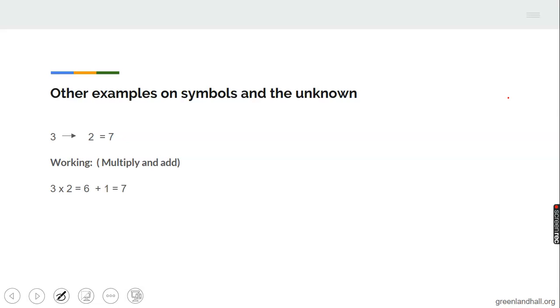Other examples on symbols and the unknown. Look at what I have here. This is the symbol I have here. What is this symbol going to stand for? Out of all our symbols, what is that symbol going to stand for? Let's try and find out.